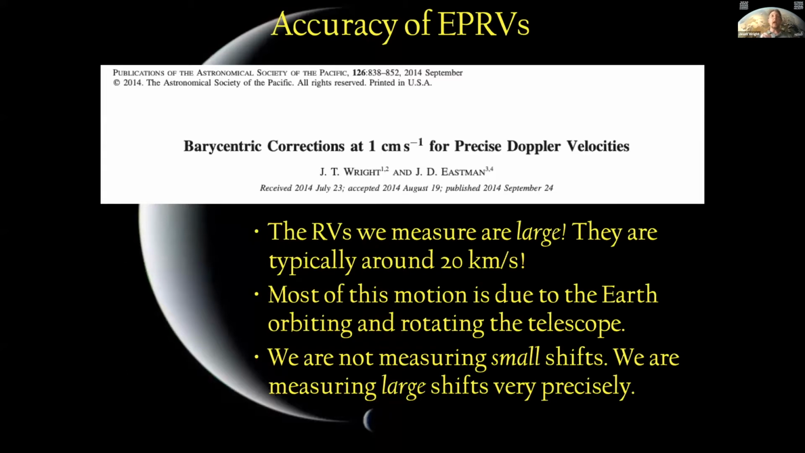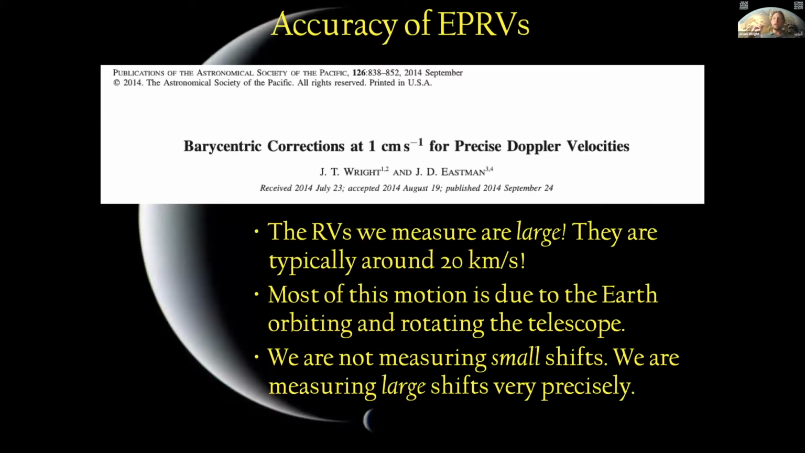All of the radial velocities we measure for stars are very large. There are no stars for which we only measure these tiny little radial velocity variations. Typically, they vary between 20 and 30 kilometers a second over the course of the year. And that's because the Earth is orbiting the sun at 30 kilometers a second. And so when we move toward the star, we can measure a huge Doppler shift. So this whole game of EPRVs is not about measuring small shifts. It's about measuring very large shifts very precisely.